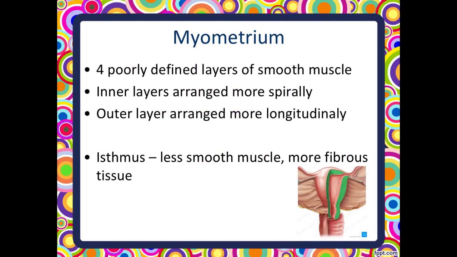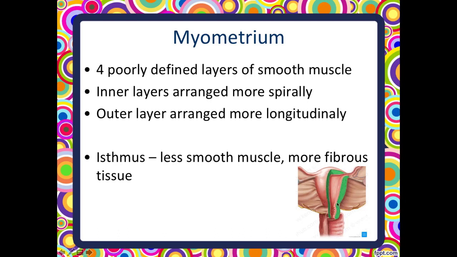Then myometrium. Myometrium is composed of 4 very poorly defined layers of smooth muscle. You cannot distinguish those layers one from each other because they create a very special and difficult network which is designed for the proper and efficient release of the fetus during the delivery.